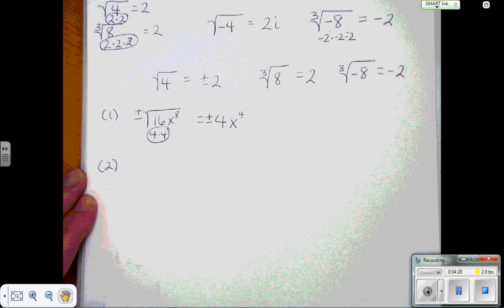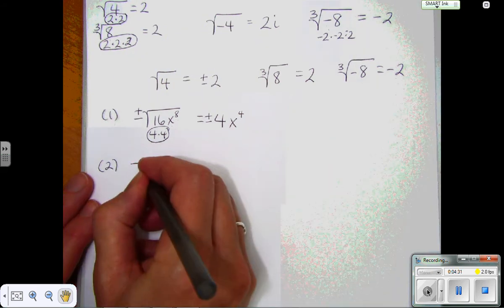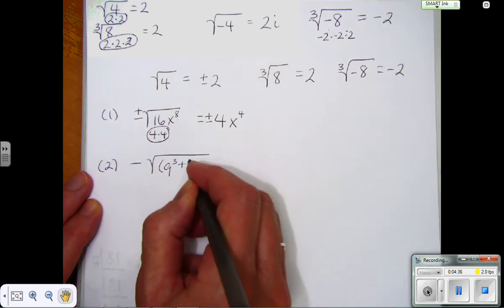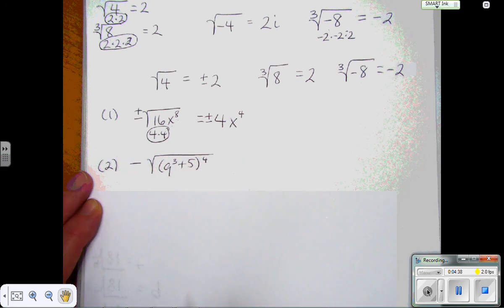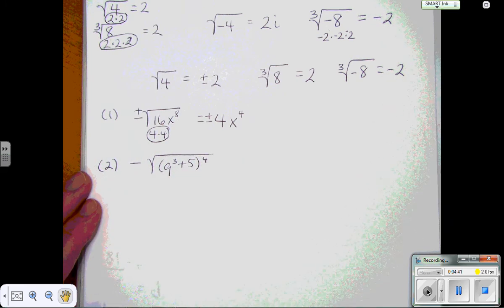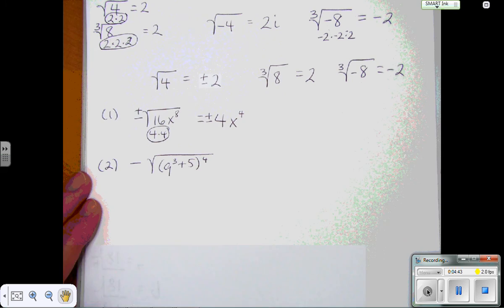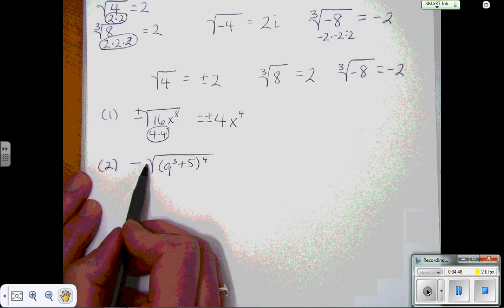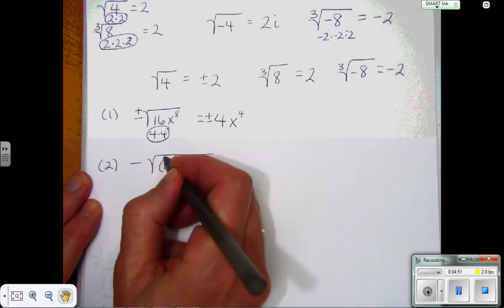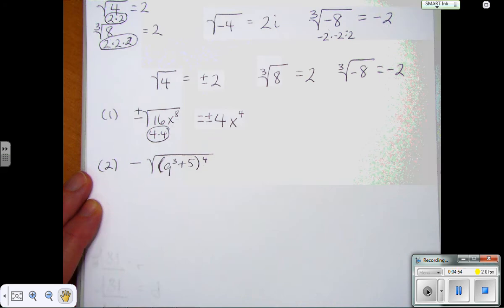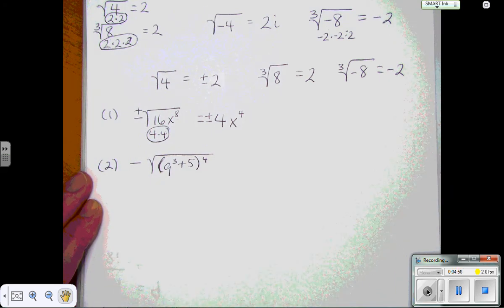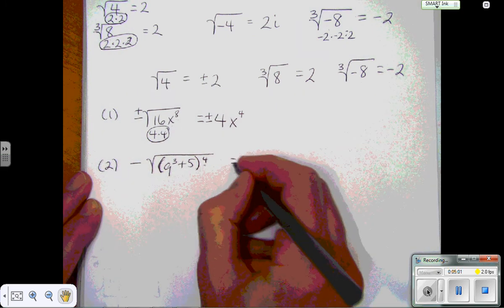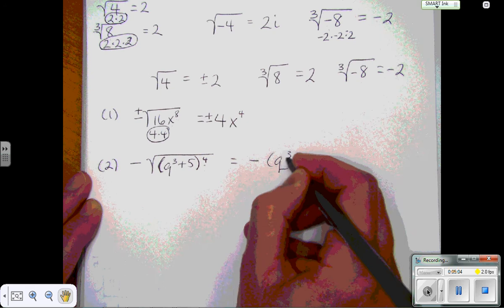So like on number 2, they have negative square root of q to the 3rd plus 5 to the 4th power. So they want the negative root for this one because the negative is out in front. So again, it's a square root, so I'm going to take the 2 into 4. I want to keep this q to the 3rd plus 5 all together. That's like one big variable because it's in parentheses. So I'm just going to take 2 divided into the exponent out by the parentheses, and it's negative q to the third plus 5 squared. And that's your answer.